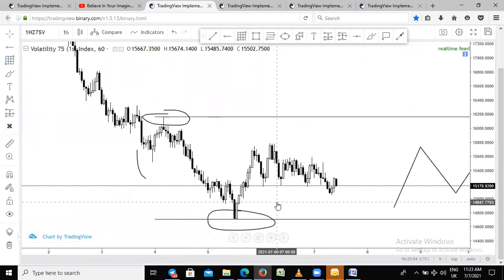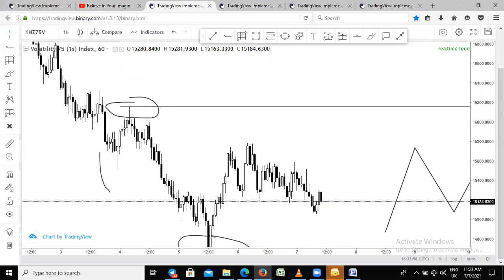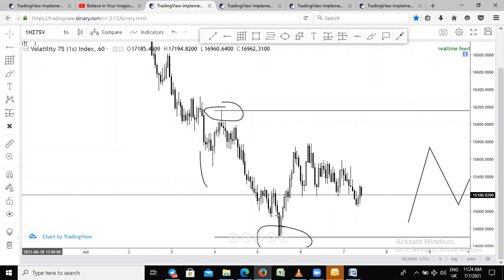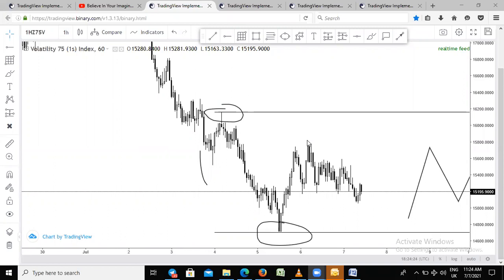What do you want to wait for? You want to wait for the 4 hours to be in line. Some people lose in Forex because they follow different time frames. Some people will just go and trade from the 1 hour noise, whereas the 4 hours is obviously looking bearish. Like my mentor, I'm still staying bearish because the higher time frame is still bearish. Do you understand what I'm saying?